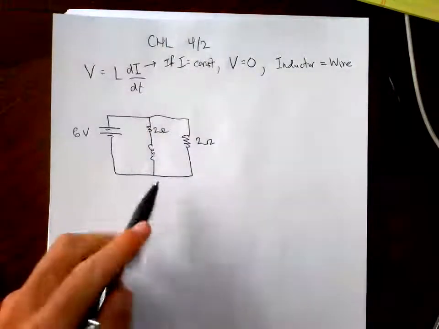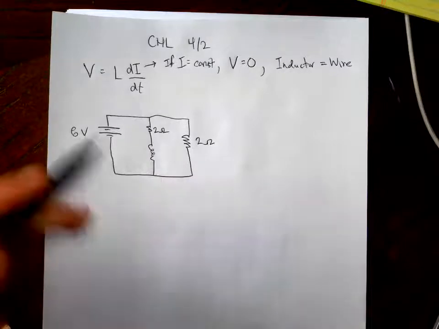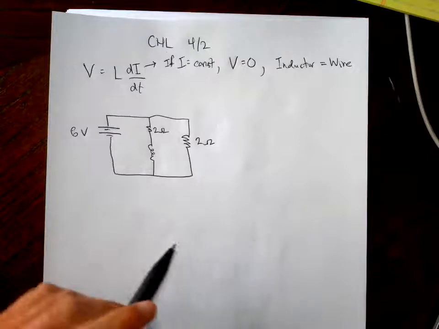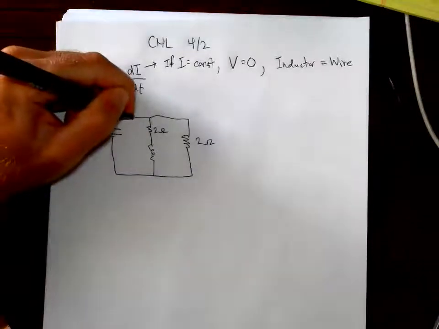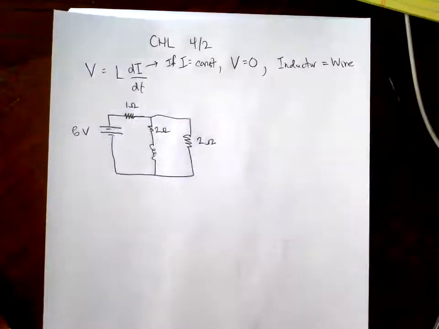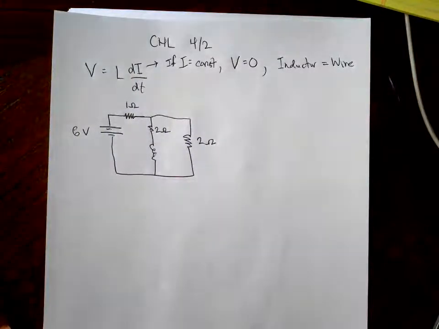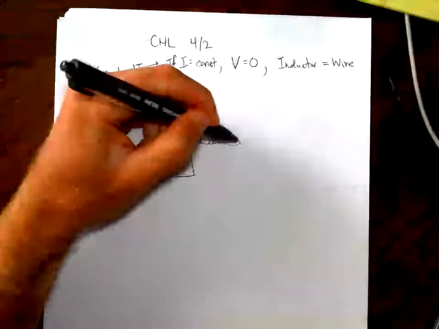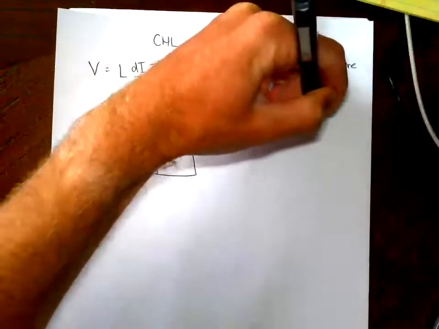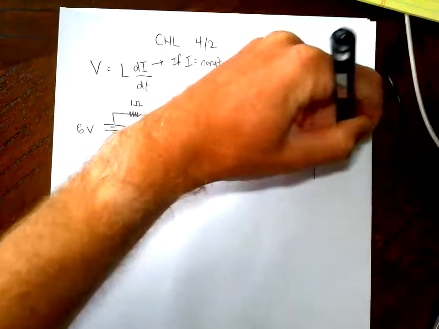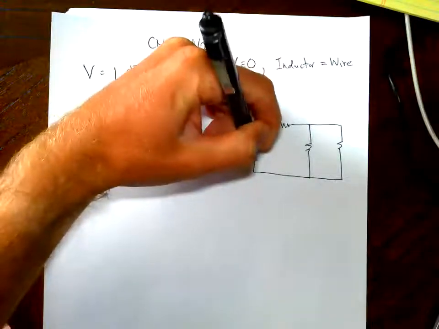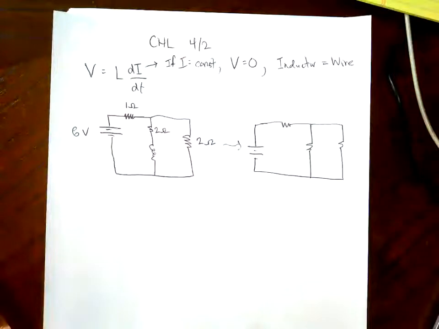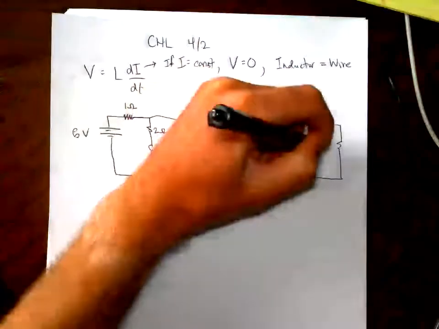Okay, the circuit has been on for a long time. So what's going to happen is, you know what, just for fun, I'm going to put a resistor in here too. And this is going to be a 1 ohm resistor. So if the circuit has been on for a long time, the inductor is basically acting like a wire. So we could think about the circuit as just being this, without the inductor. And this is 1 ohm, and this is 2 ohms, and this is 2 ohms.